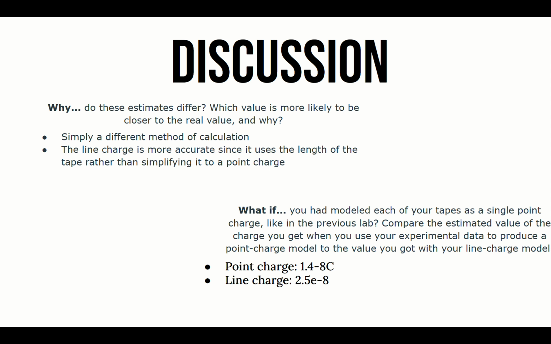So why do these estimates matter, or why do these estimates differ? And which value is more likely to be closer to the real value and why? Kind of like an integral, the line charge calculation is going to be more effective because it breaks the tape down into individual pieces along the tape. Increasing the number of segments to 100 or 150 could have made it even more accurate, but I believe 50 is enough, or rather, it's pretty close.